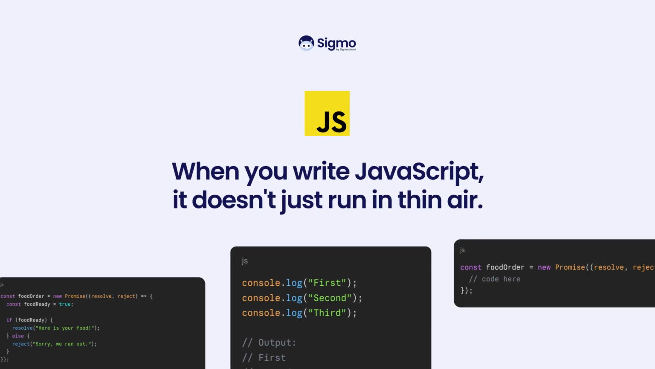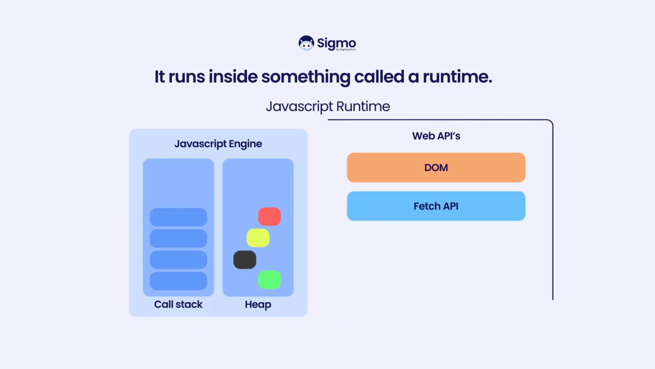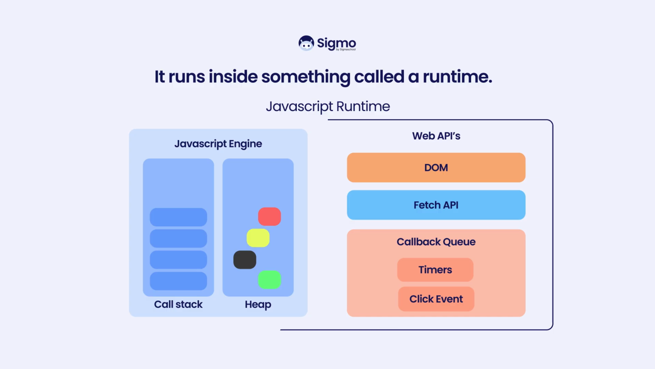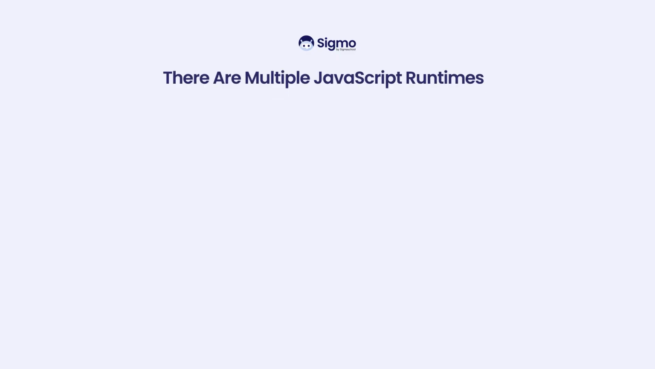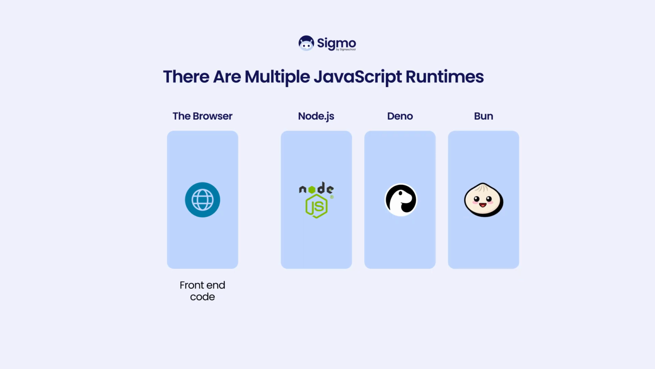When you write JavaScript, it doesn't just run in thin air. It runs inside something called a runtime, and the runtime determines what your code has access to. Things like APIs, built-in functions, and what dependencies you can use. Right now, there are 4 main JavaScript runtimes you'll encounter: the browser, Node.js, Deno, and Bun.